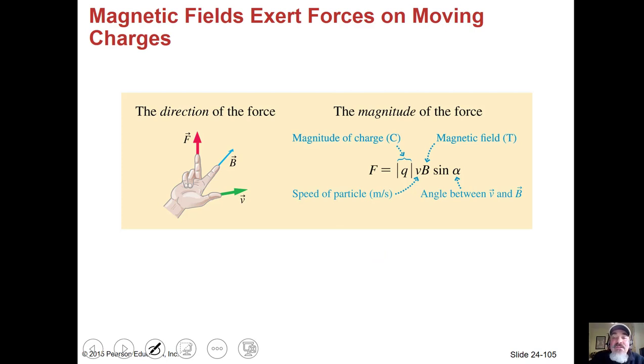Okay, so here's the magnitude of the force. QVB, and then sine of the angle between V and B. So this is the angle between V and B. This is alpha. Okay, so the force is a maximum when the angle is 90 degrees. Sine of 90 is 1. Sine of anything other than 90 is smaller than 1. And when the angle was 0 or 180, then the sine of 0 is 0, and there is no force. So this just gives you the magnitude of the force. You have to use the right-hand rule, the second right-hand rule, to get the direction of the force.